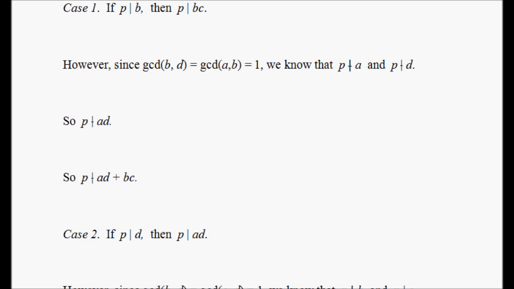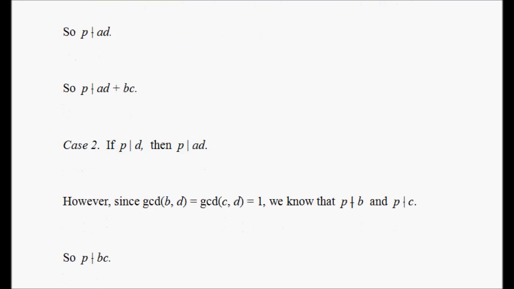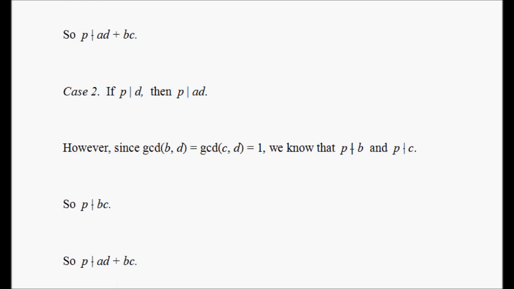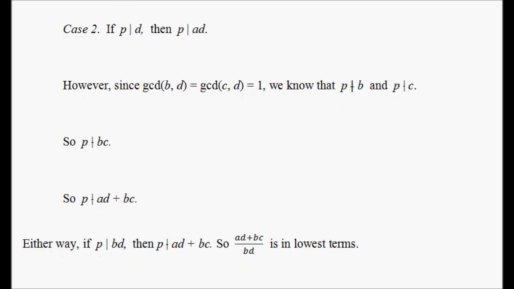If p divides d, then p divides a times d, and then I proceed similarly to show that p cannot be a factor of b times c, so that once again p does not divide ad plus bc, using pretty much the exact same logic. So either way, if p is a factor of b times d, then p cannot be a factor of the numerator ad plus bc. And so we conclude that (AD + BC)/BD must be in lowest terms. And so we cannot simplify that any further than it is.